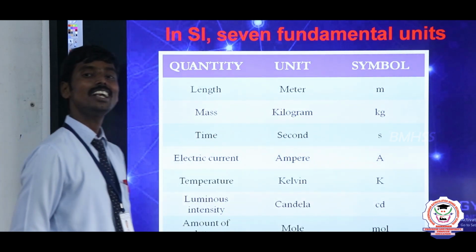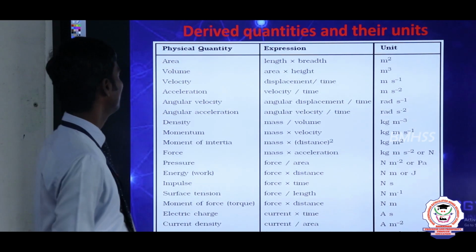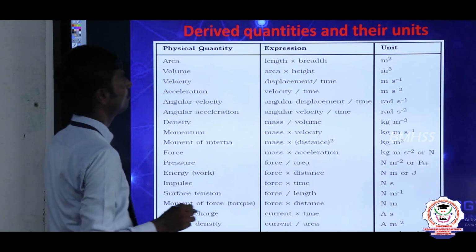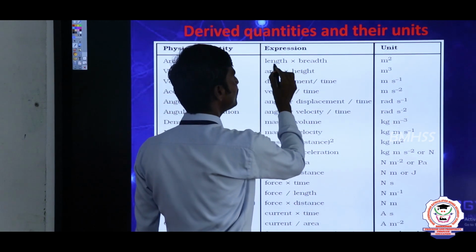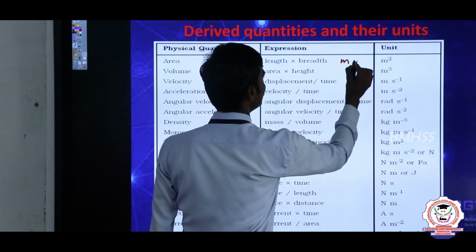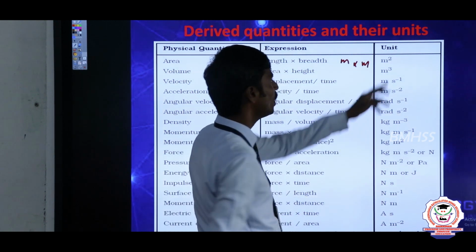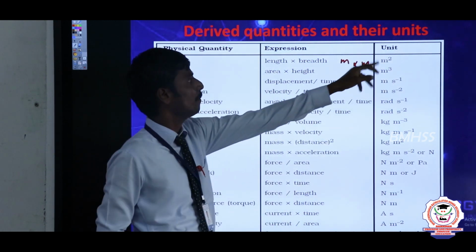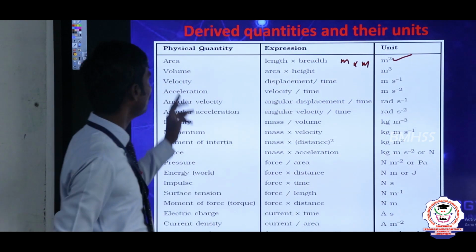The next one is derived quantities. See, derived quantities and their units. See, area. The expression for area is length and breadth. How to measure length? Using a meter scale. Here meter, into, how to measure breadth? Here also meter. Here meter into meter, meter square. The unit of area is meter square. Is the correct answer.